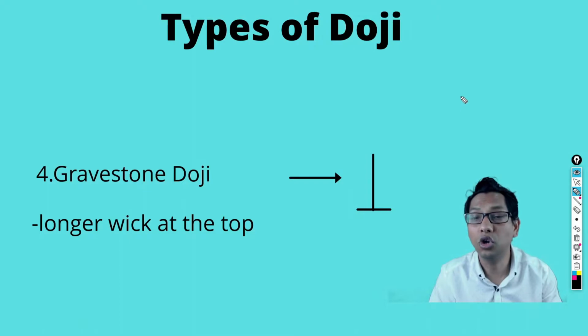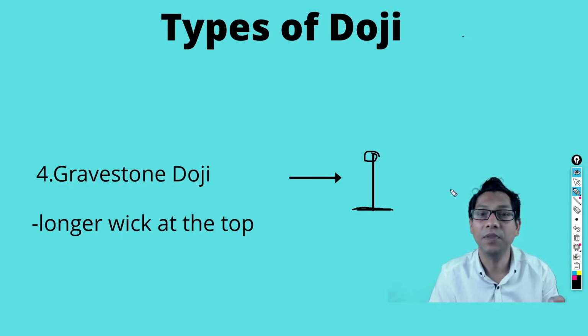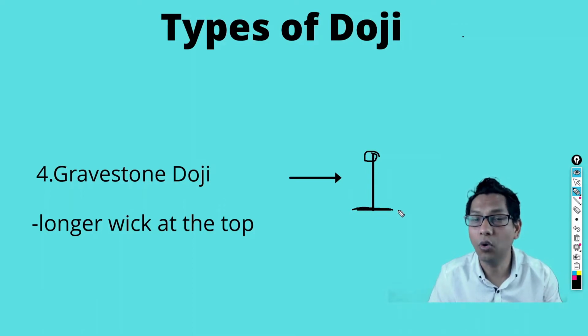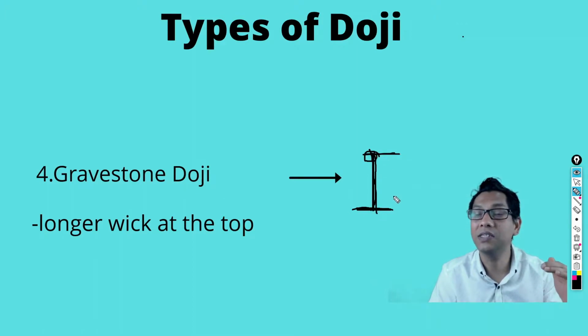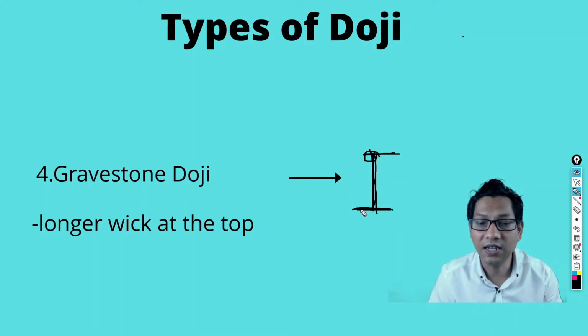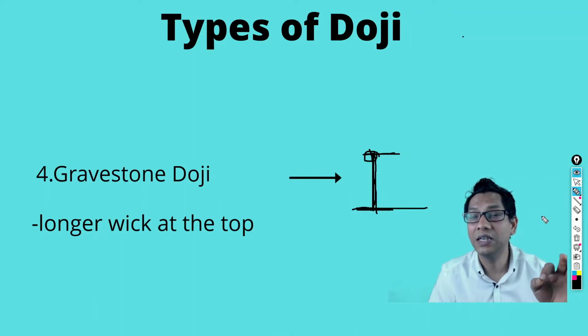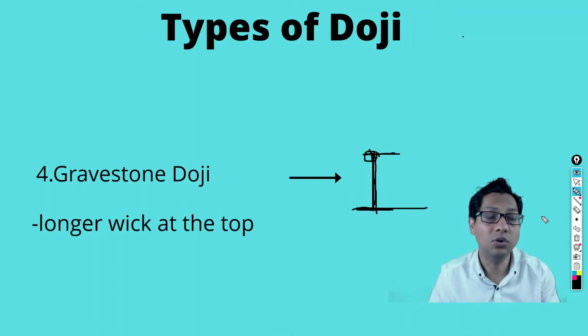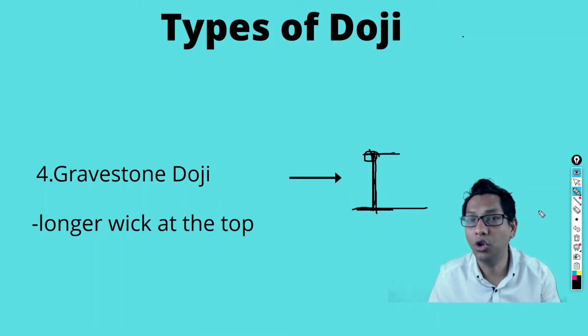Now the gravestone doji will have a long wick at the top and the body at the bottom. What it means is that as soon as the candle opens, the buyers came, they pushed the price well above, and the sellers came back and pushed the price to the bottom, and before closing the candle, the price almost closed at the same place, which is called the gravestone doji.